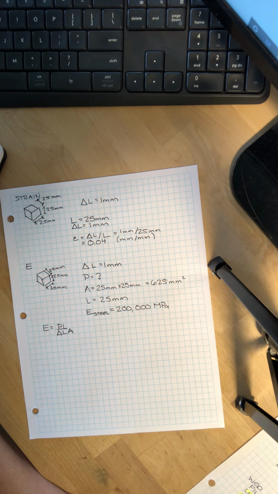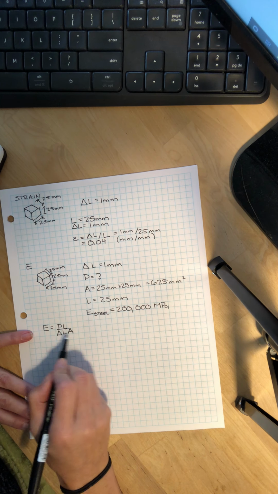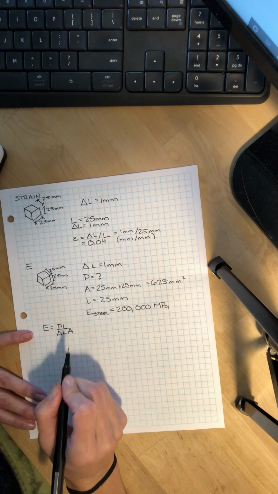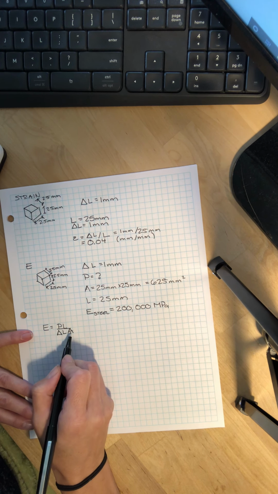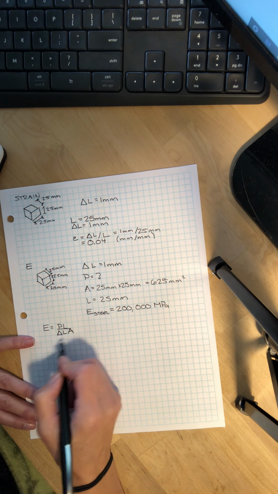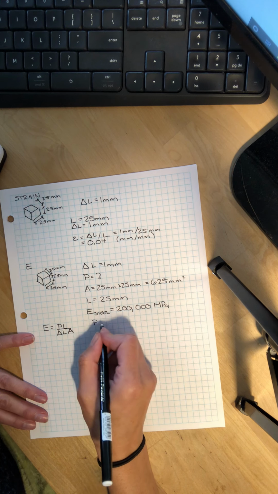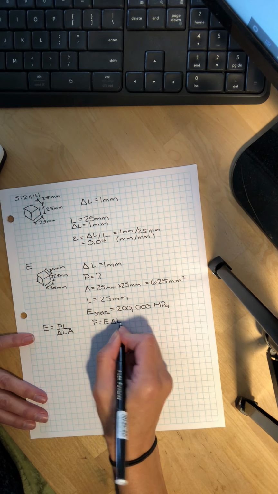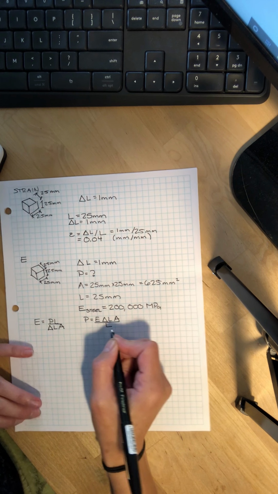Well, we know that E equals PL over delta L A. So E equals PL divided by delta L A, and we want to know what P is. We know E, we know L, we know delta L, we know A. We can rearrange this, and say that P equals E delta L A divided by L.